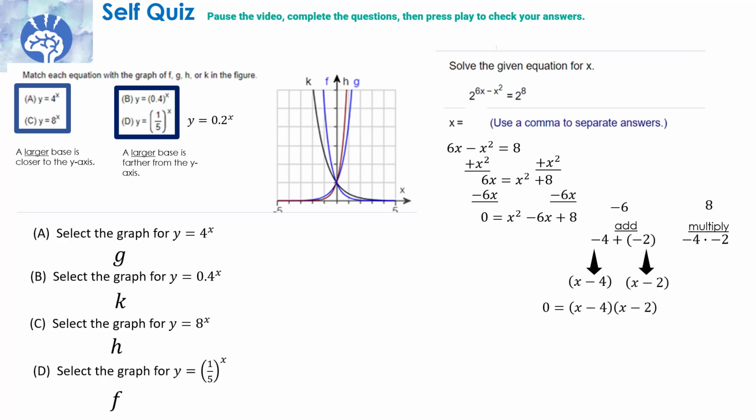We make everything with an x equal to 0, so we'll have x minus 4 equals 0, and x minus 2 equals 0. We add 4, and we get x equals 4 as one of our answers. We add 2, and x equals 2 is our other answer. So 2 and 4 are our solutions.